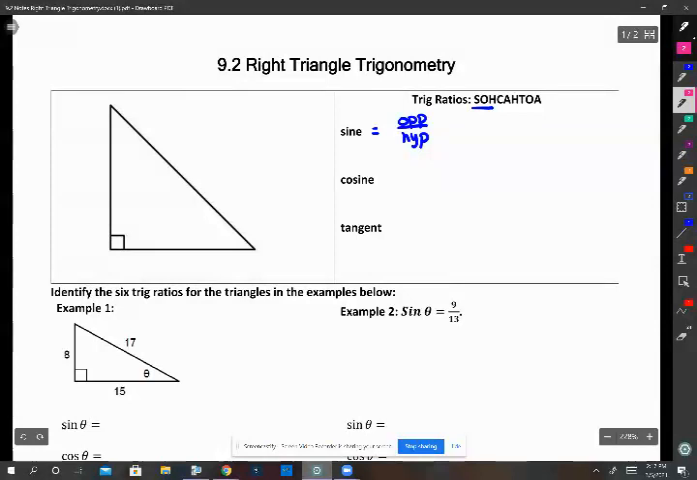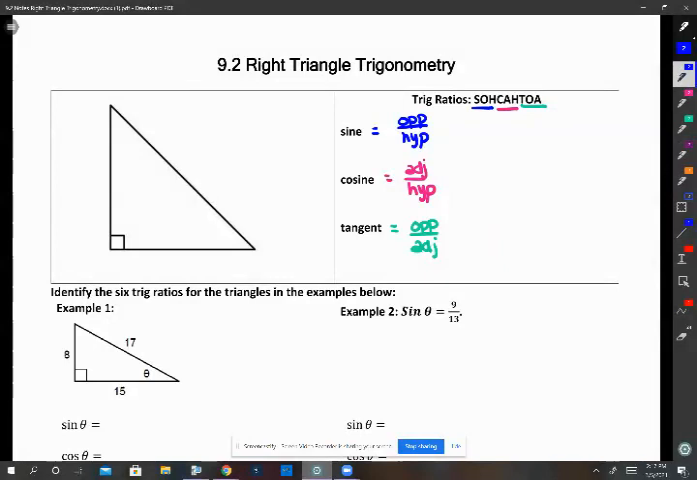And then we have the CAH part, which is cosine, and cosine is going to be adjacent over hypotenuse. And then we have our last piece, which is the TOA, and the TOA is our tangent, which is opposite over adjacent. Now, each of those has an abbreviation.